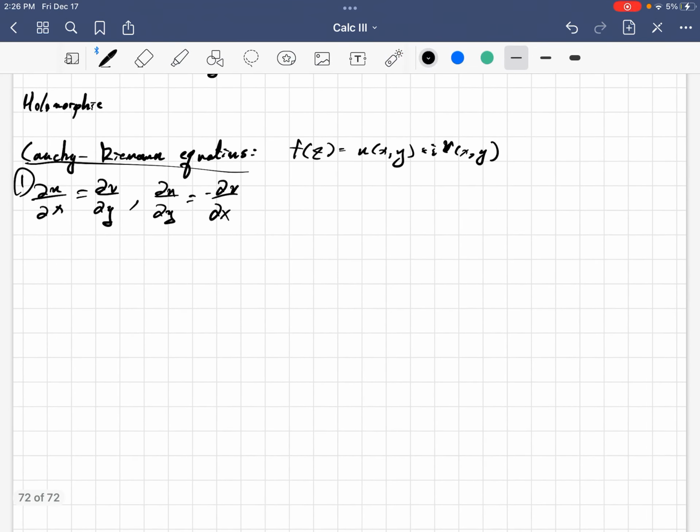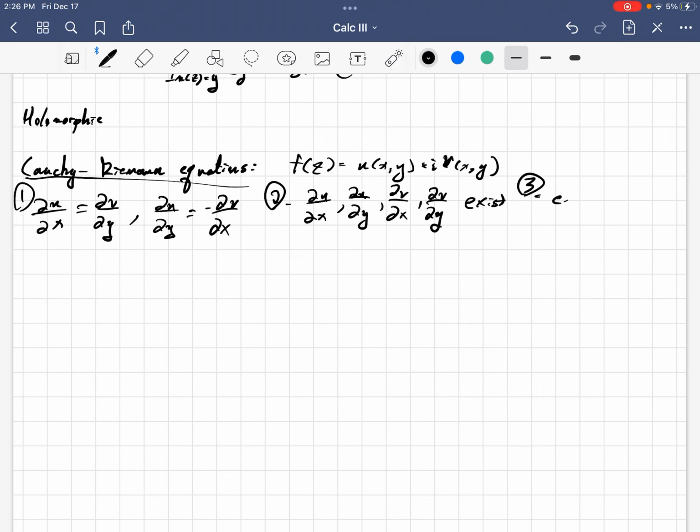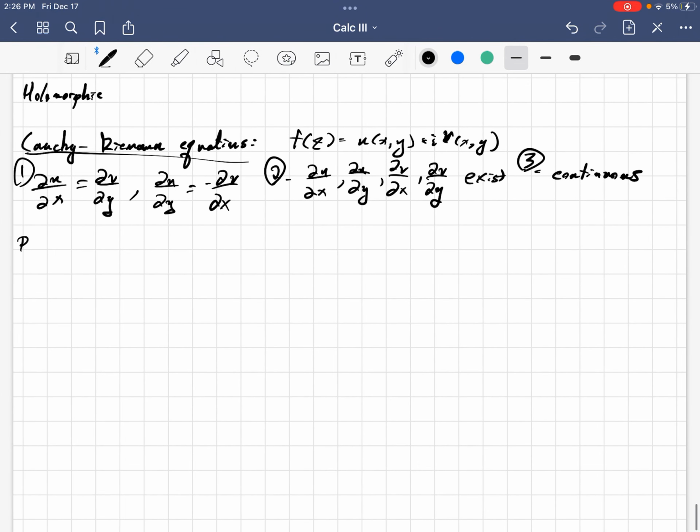Now, what is sufficient is if that condition holds and two more: the partial of u with respect to x, the partial of u with respect to y, the partial of v with respect to x, and the partial of v with respect to y exist. So in other words, all possible partials of u and v exist, and they're continuous. So if all three of these conditions are met, then f is holomorphic in some region R. And so let's actually prove this.